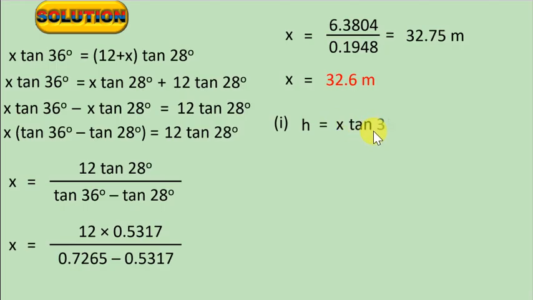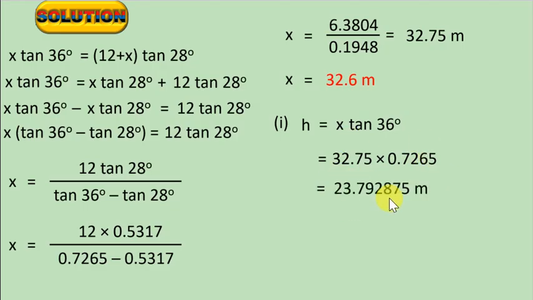Using the equation we already have for h, we have x times tan 36. So we now put the value of that. Remember, we don't use a rounded up answer, we use the original answer. Times tan 36 degrees, already we know the value as 0.7263. Then use your calculator, we multiply this. So we're going to have our answer as 23.792875 meters. Then round that up to 3 significant figures. That will give me 23.8 meters, correct to 3 significant figures.